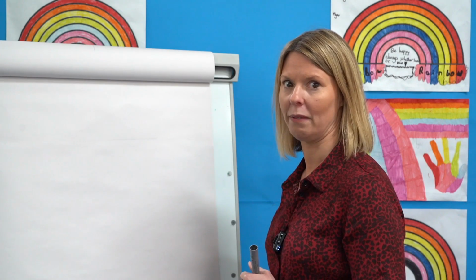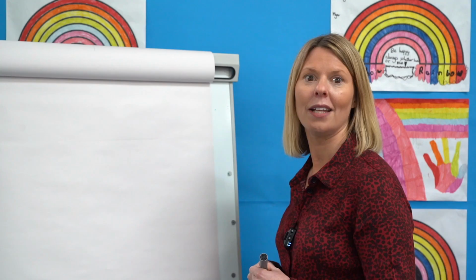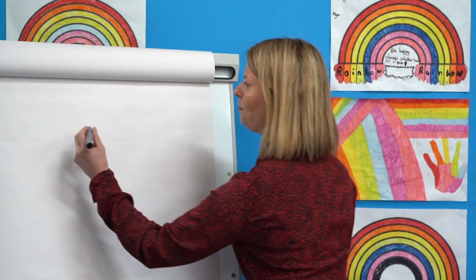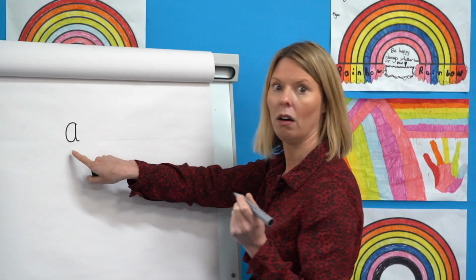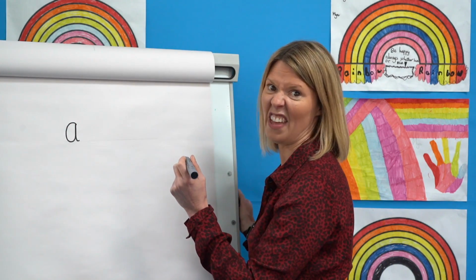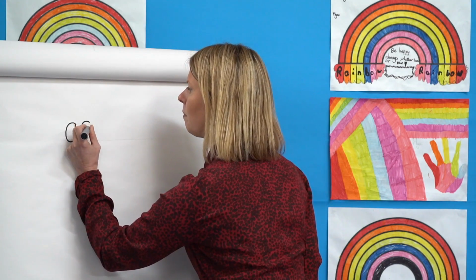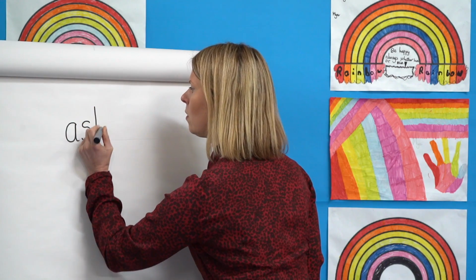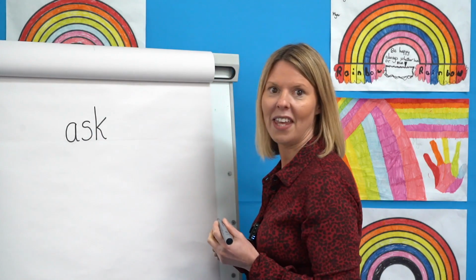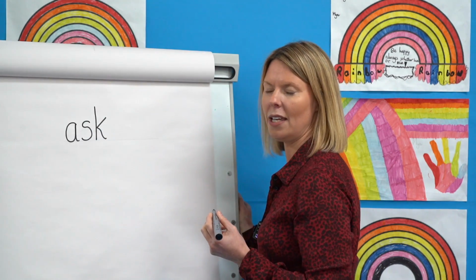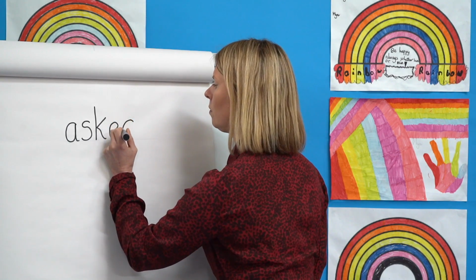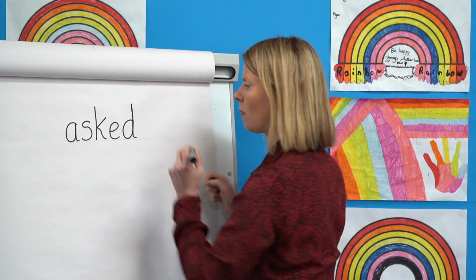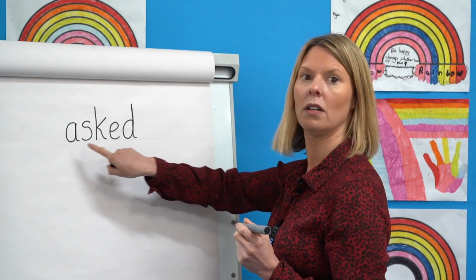Can you remember the tricky bit? Well, the first bit can be tricky. The A can say R for some people. R. Then it's K. That's easy. And the ending is tricky. The ED says T. Asked.